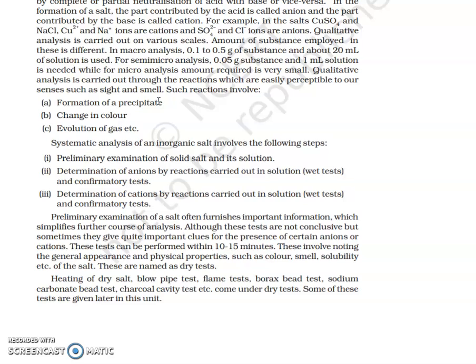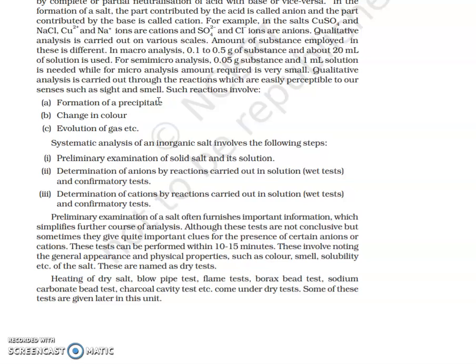Systematic analysis of an inorganic salt involves the following steps. First step, preliminary examination of solid salt and its solution. Second step, determination of anion by reactions carried out in solution, wet test and confirmatory test, and then determination of cation by reactions carried out in solution, wet test and confirmatory test.